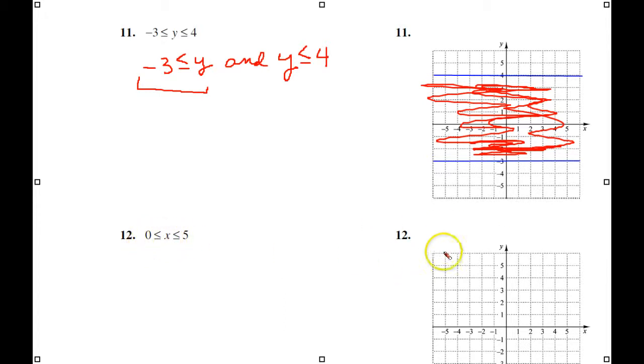Well, here these are going to be vertical lines. I think we could set it up right here at 0. There's one line right there, and then the other one is at 5. And it looks like they're both solid lines too. And we're going to shade between them, because they're saying x is greater than 0, x is less than 5.